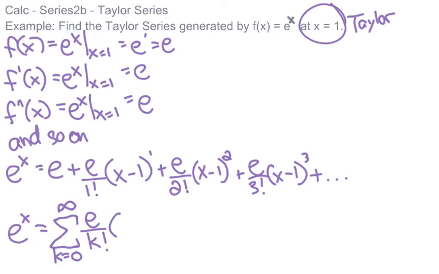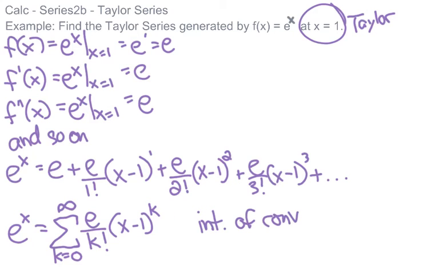That means if I use k for the factorial, I'm going to use k for the power. And that's it. E is the coefficient of every single term. K factorial is the factorial that shows up in each one. X minus 1 stays as it is because we're centered at x equals 1. If it was 5, it'd be x minus 5. And k is the power because it matches that.